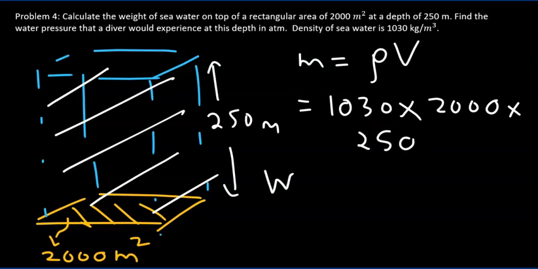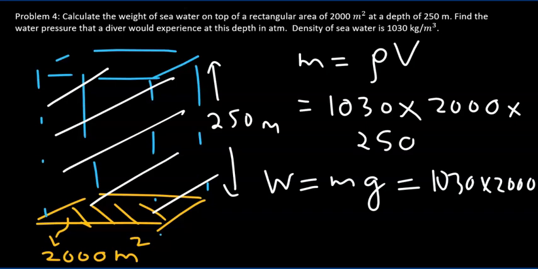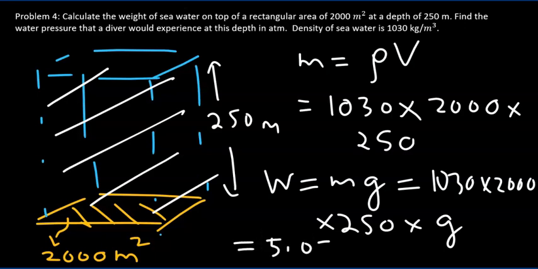So the weight is therefore mass times gravitational acceleration, and that's going to be 1030 times 2000 times 250 times gravitational acceleration. And when you compute that, you're going to end up with 5.05 times 10 to the power 9 newtons. So that is the weight of the seawater that is contained in this rectangular block.